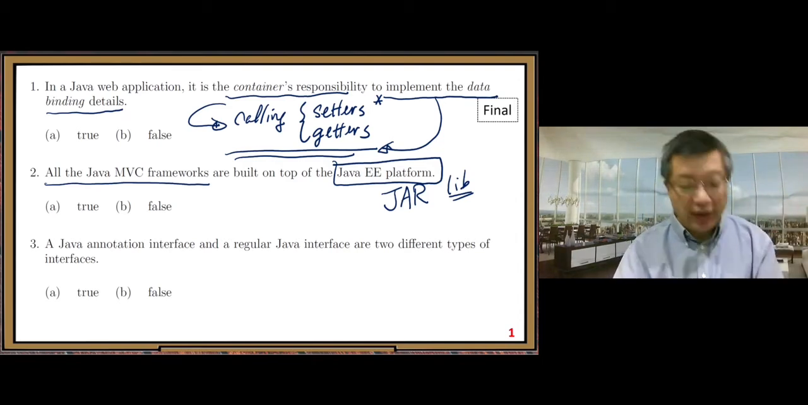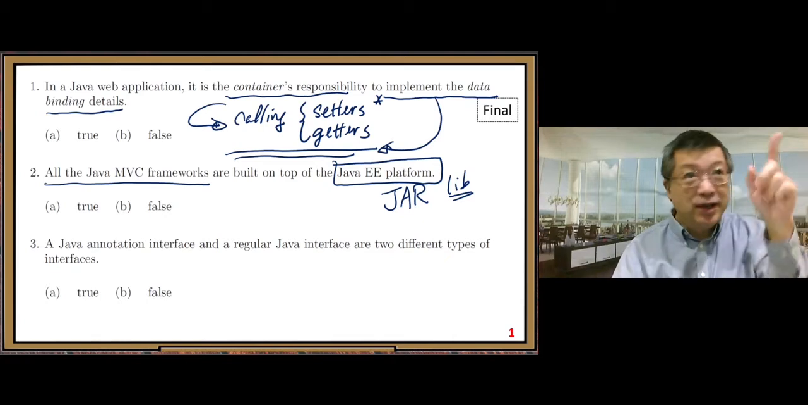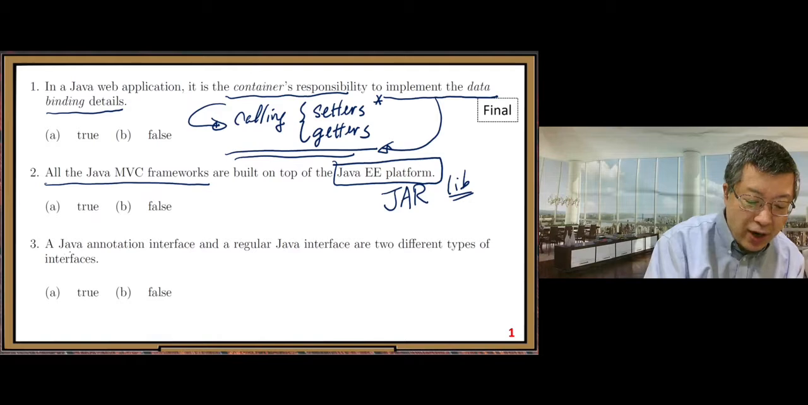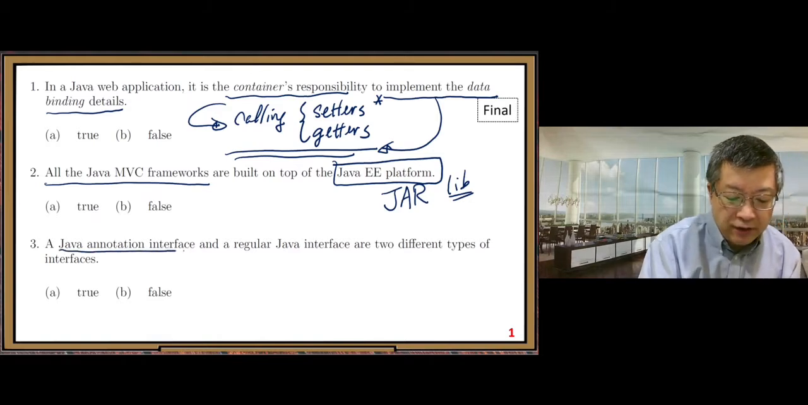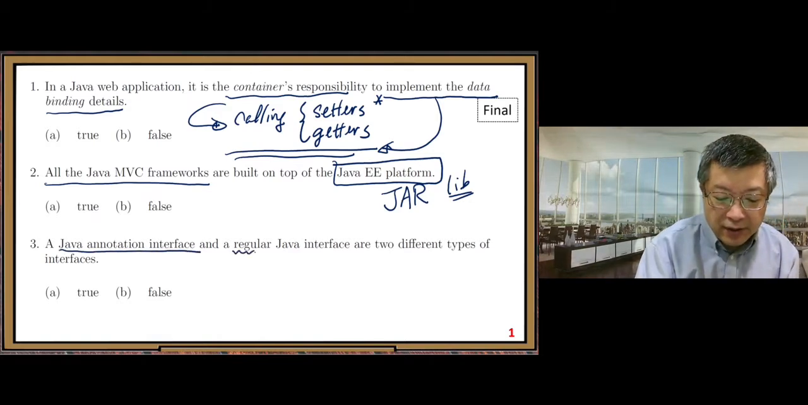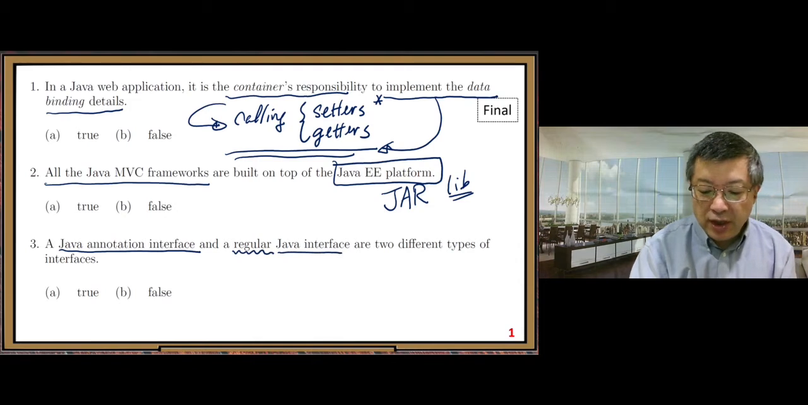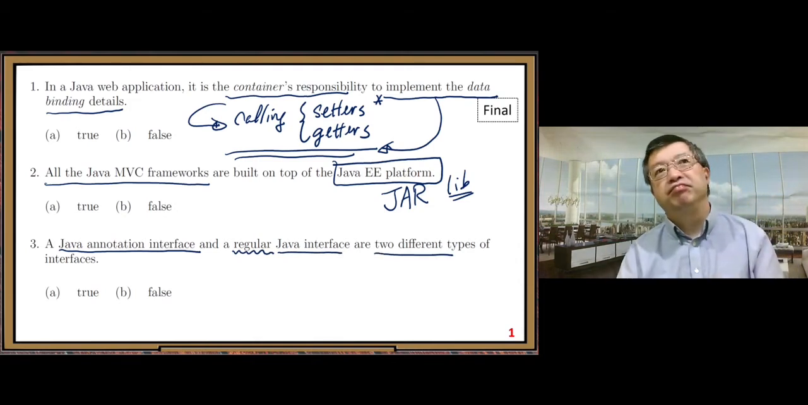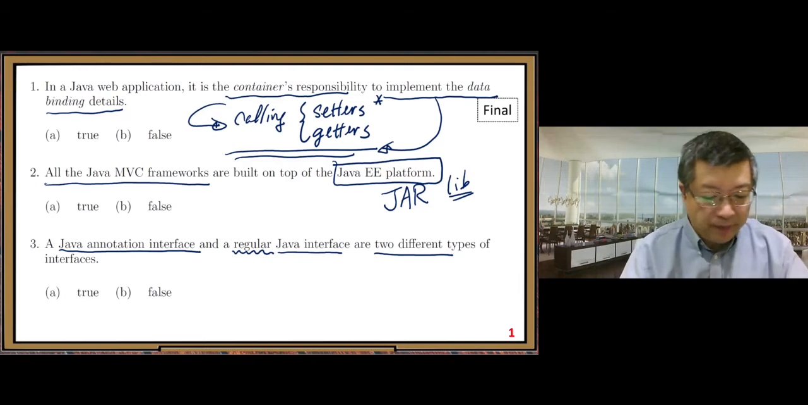The third one: a Java annotation interface and a regular Java interface are 2 different types of interfaces. Simple concept, 2 different concepts. One is a Java annotation interface, another is a regular Java interface. 2 different types of interfaces. Okay, the third one.